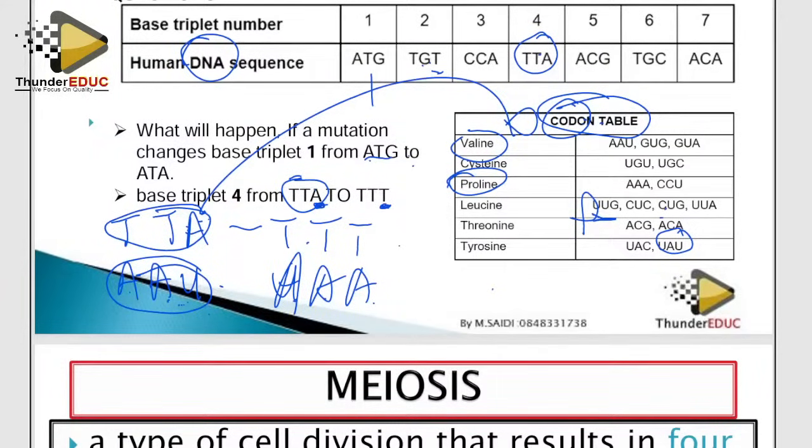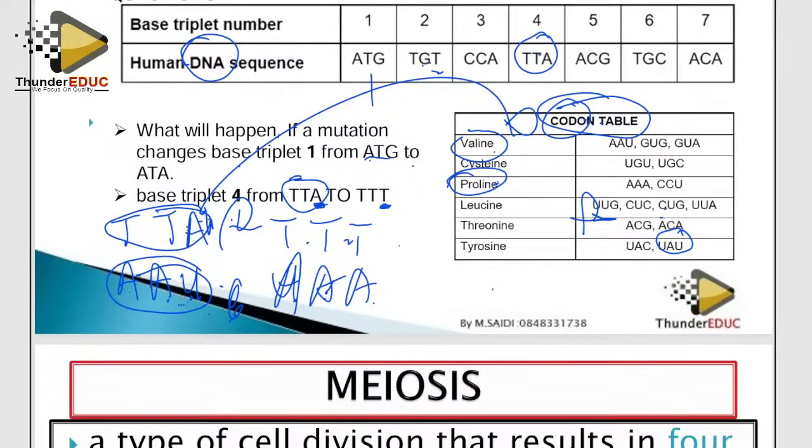So to get those 3 marks, you have to tell us that yes, this changed to this, of which this code is for valine and this code is for proline. Therefore, different amino acids will be coded for, and then a different protein will be formed.